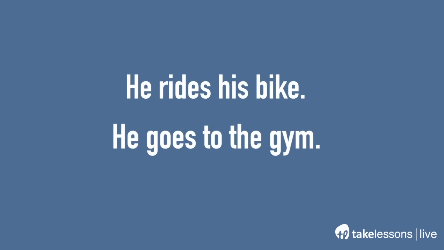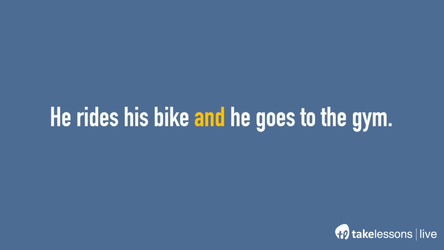For example, I could say, he rides his bike and he goes to the gym. When I use and, I've combined both sentences and I'm talking about two actions that this person does. These are two separate phrases that we were able to combine together or conjoin with a conjunction.